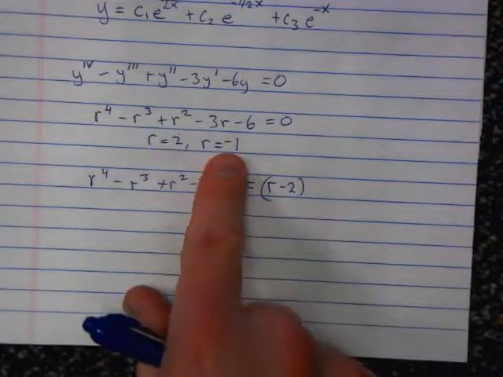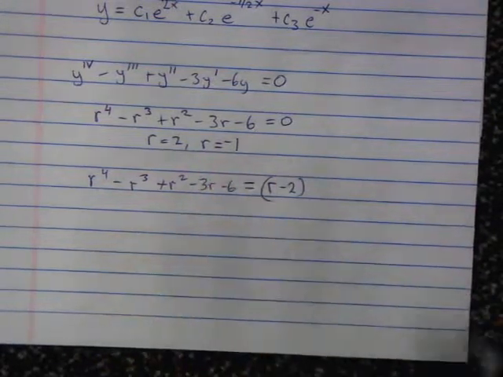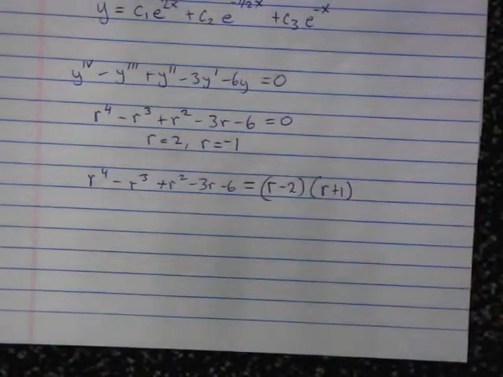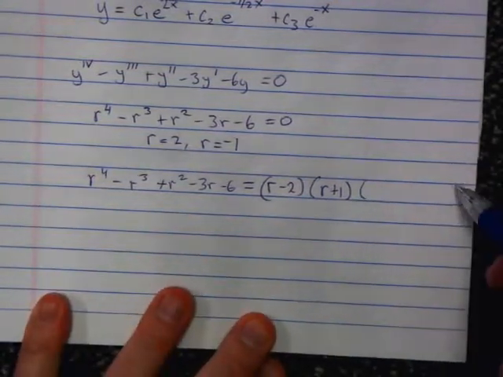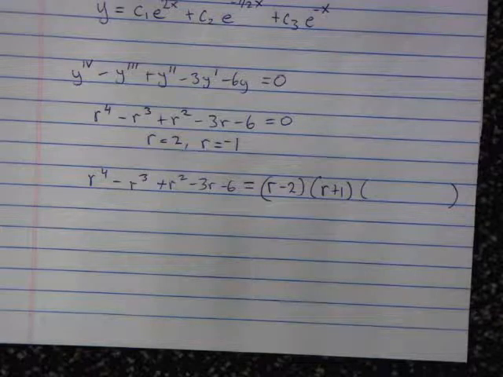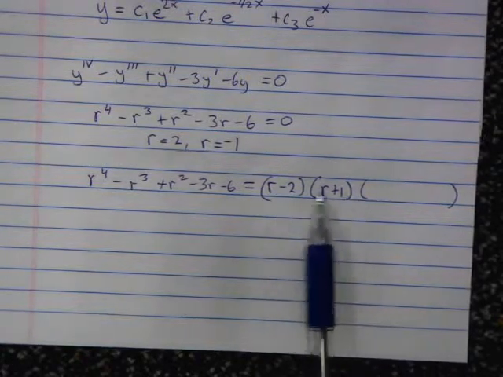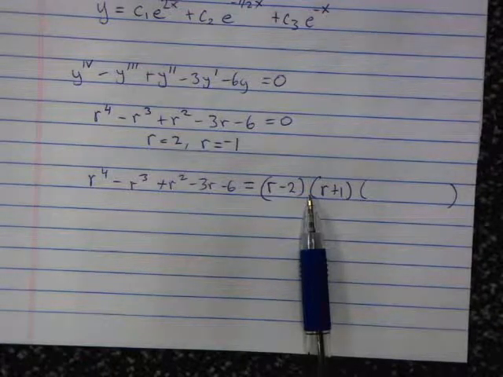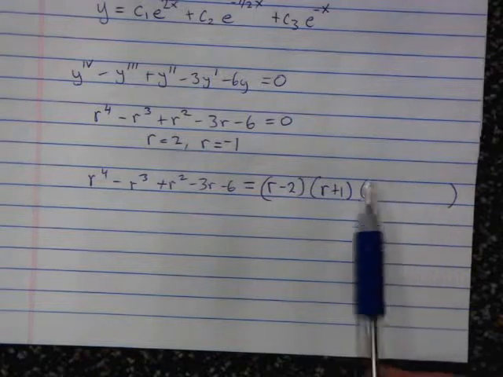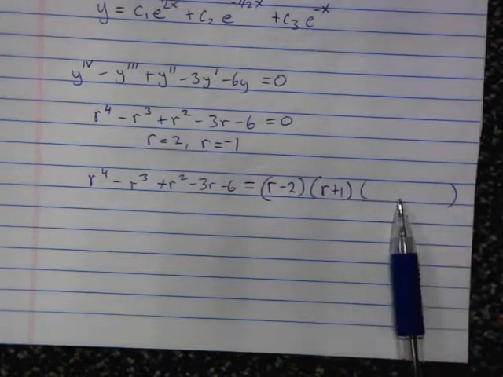What has to happen for negative 1 to be an answer? There has to be an r plus 1. And then what's left over? It has to be something with an r squared, doesn't it? Because if I FOIL these two out, that's going to give me an r squared. So I need something that has an r to the fourth. So the question is, how do we find that quadratic polynomial that's left over?